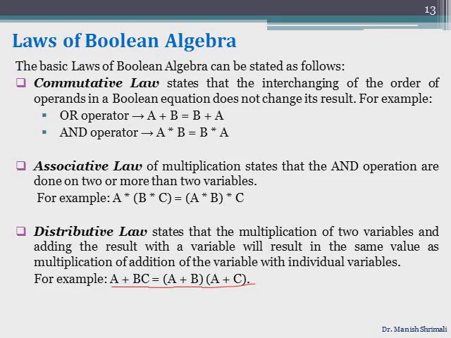The associative law says that the multiplication of individual variables can be grouped in different ways. For example, if we perform b into c followed by multiplying that with a, it will give the same result as if we had first multiplied a into b and then multiplied the result with the c variable. This is what the associative law is. It states that the AND operation is done on two or more variables.